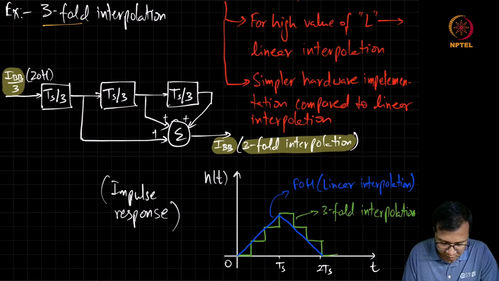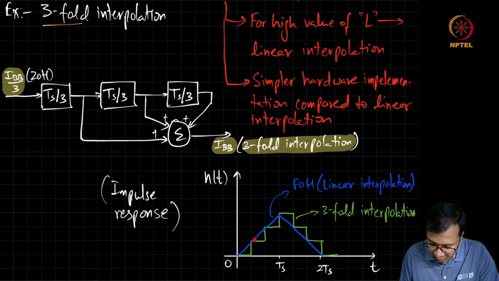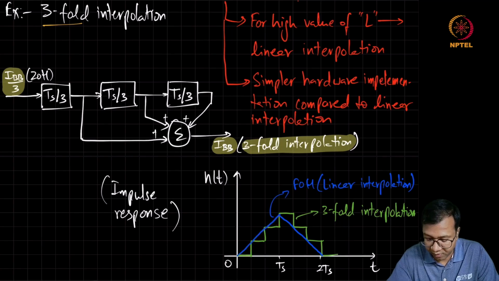So the Fourier transform of this first order hold linear interpolation output is a sinc square. And here we can see that if we have an L-fold interpolation where we approximate this linear interpolation with a large number of steps, then its Fourier transform is also going to approximate a sinc square kind of envelope.